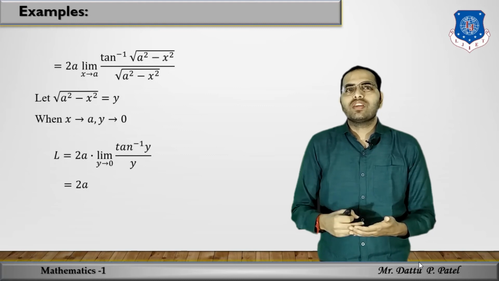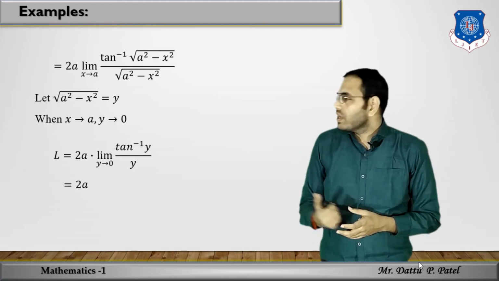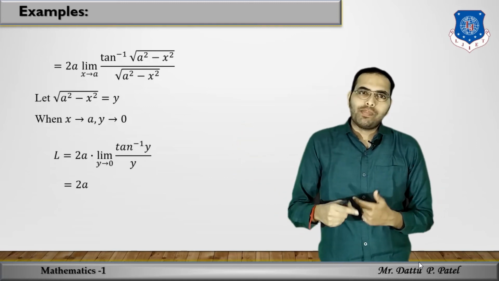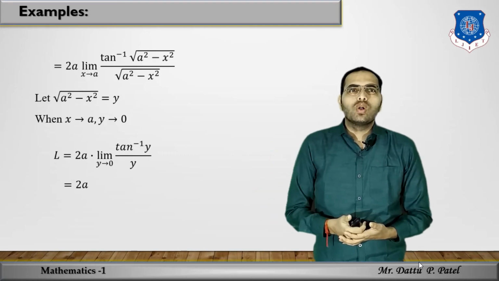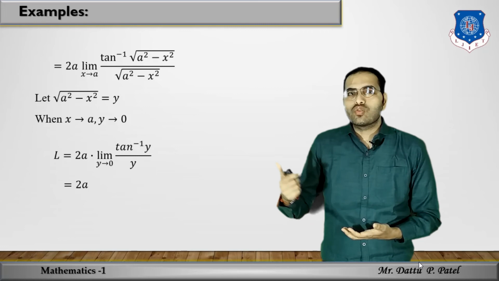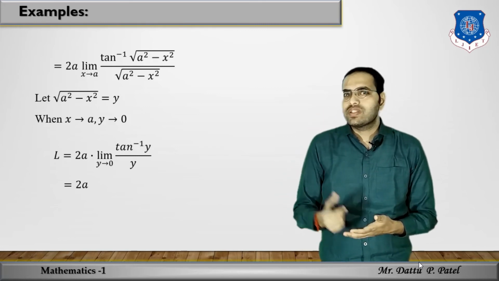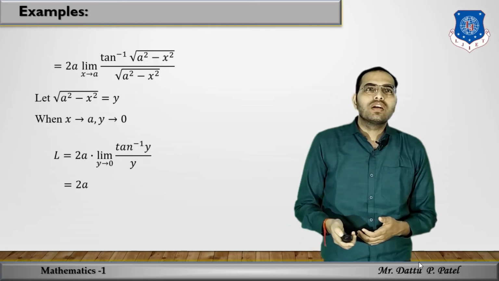But for simplification and better understanding, with the help of the substitution method, assume square root of a square minus x square is y. Now applying the limit x tends to a, then y becomes 0. Then limit y tends to 0 of tan inverse y by y, according to the standard limit, is 1. Then 1 into 2a is 2a, which is finite.